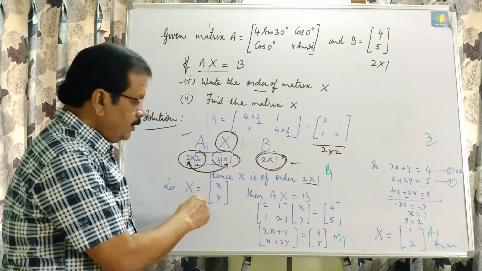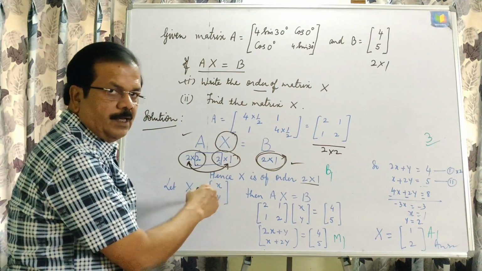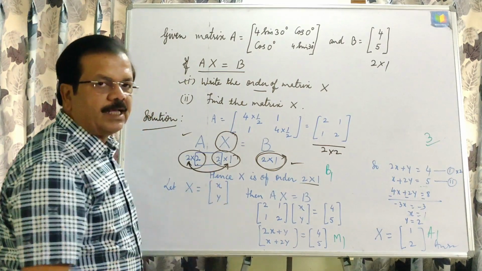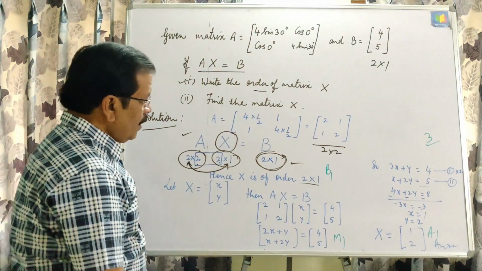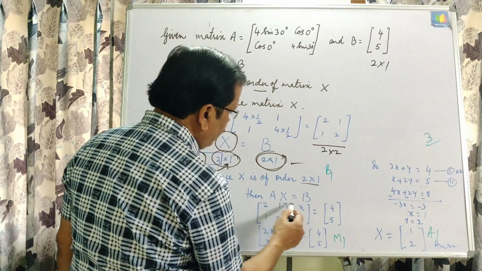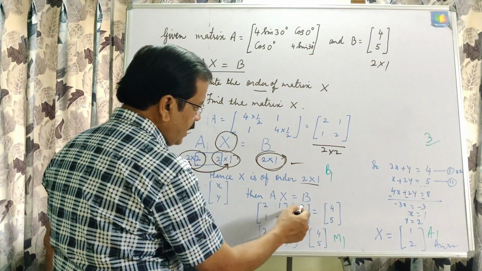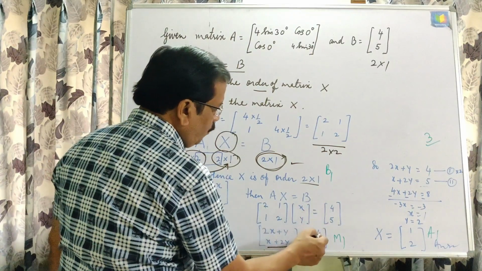We assume the elements of capital X in such a way that this should be 2 cross 1. Let this be x and y, small x and small y. Then after writing this, we multiply first row, first column, corresponding elements multiplied and added, that is 2x plus y, and this is x plus 2y, equal to 4, 5.